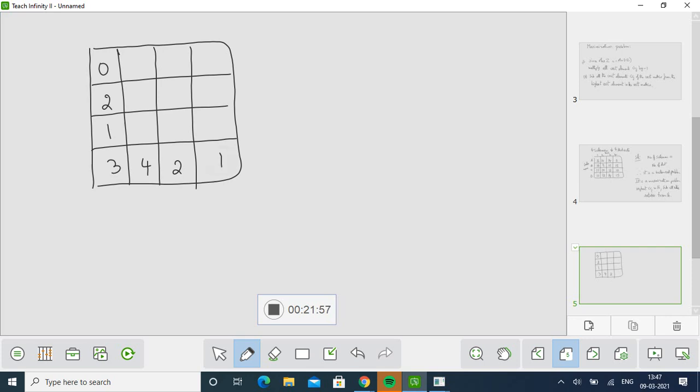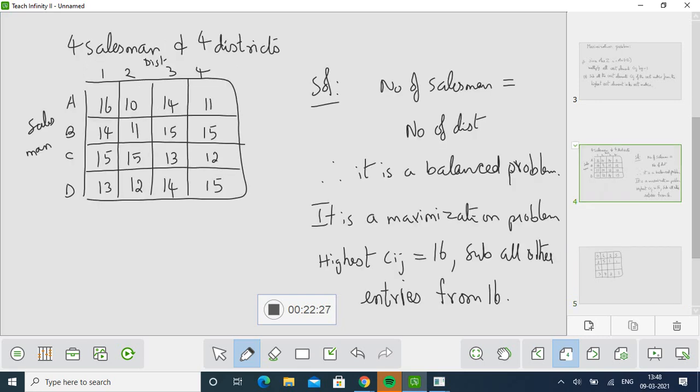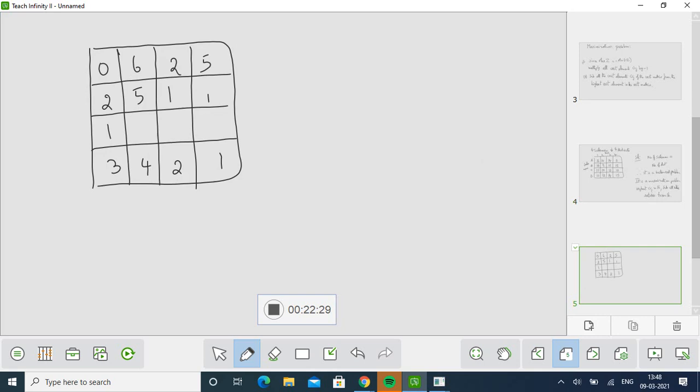If I make a mistake, tell me, I am reading from the side slide. 16 minus 10 is 6, then 2, and then 5. Then 16 minus 11 is 5, 16 minus 15 is 1, 16 minus 15 is 1. Then 16 minus 15, 13, 12. Check if you're getting the same entries here.